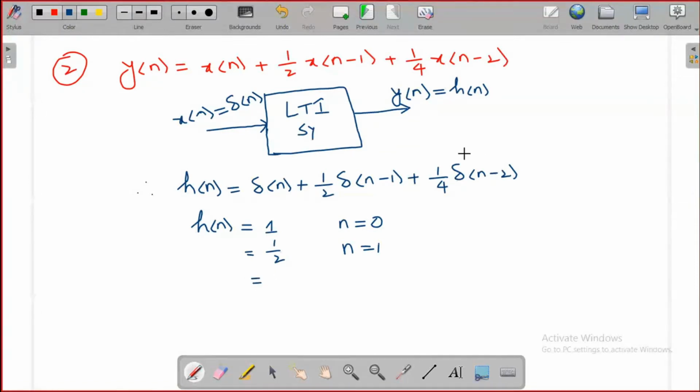And the last one, this product is non-zero only at n is equal to 2. Okay. At n is equal to 2, the first term is del of 2, which is 0. The second term is del of 2 minus 1, nothing but del of 1, which is again 0. And the third term is del of 2 minus 2, which is del of 0, and its value is 1. So 1 into 1 by 4. So the value is 0 plus 0 plus 1 by 4, which is 1 by 4.